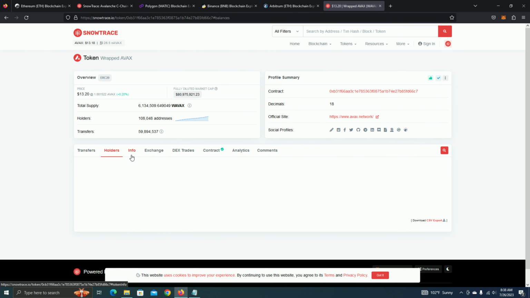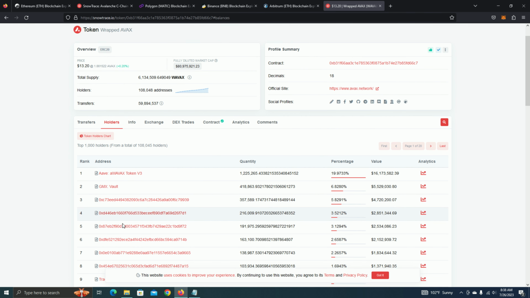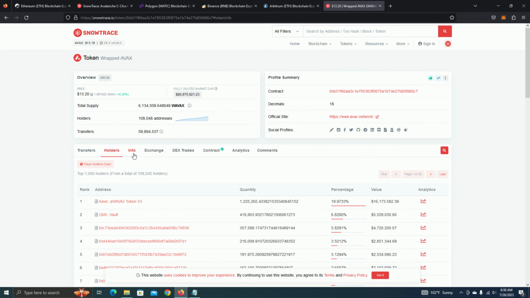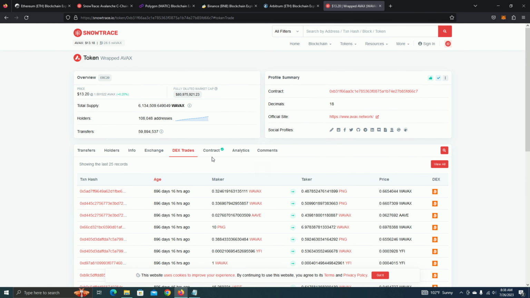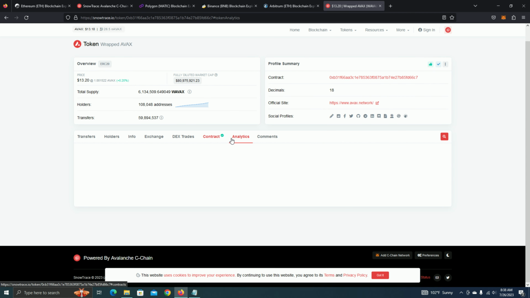But if you look at these tabs here, it tells you the holders. The highest holder for this particular token is from AWAVAX token V3, like a million. And generally speaking, these aren't actually people. These are usually distributors or contracts, stuff like that. But then you also might see some addresses of actual holders of the tokens. And then some info here: exchanges that hold these tokens, DEX trades, the contract itself, analytics, etc.